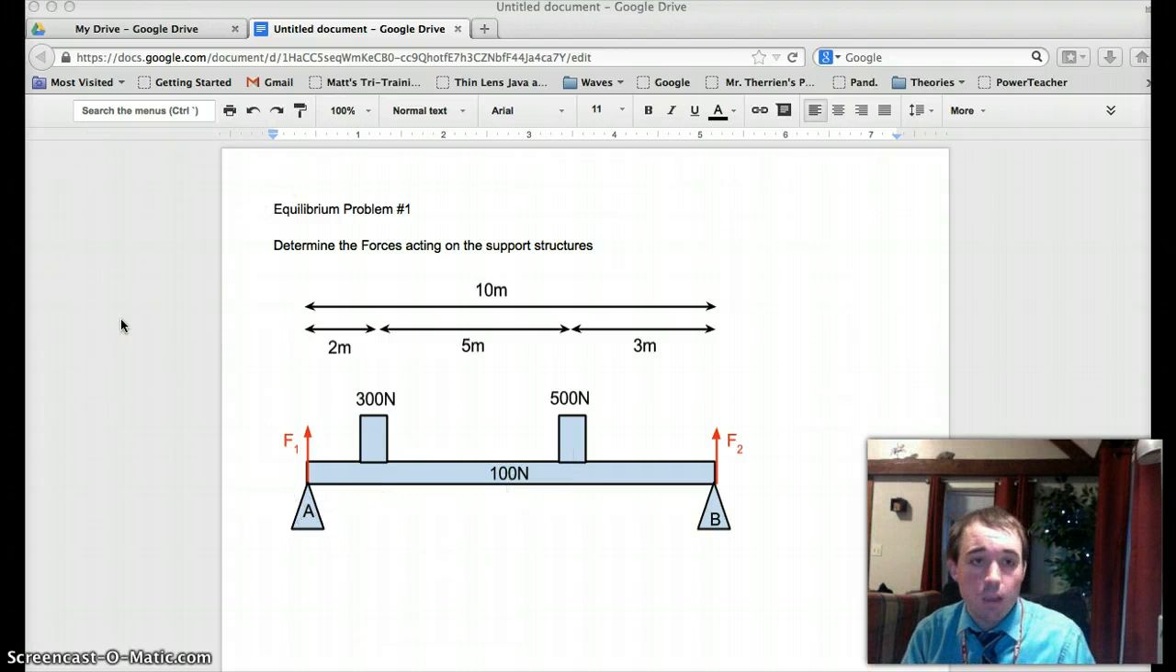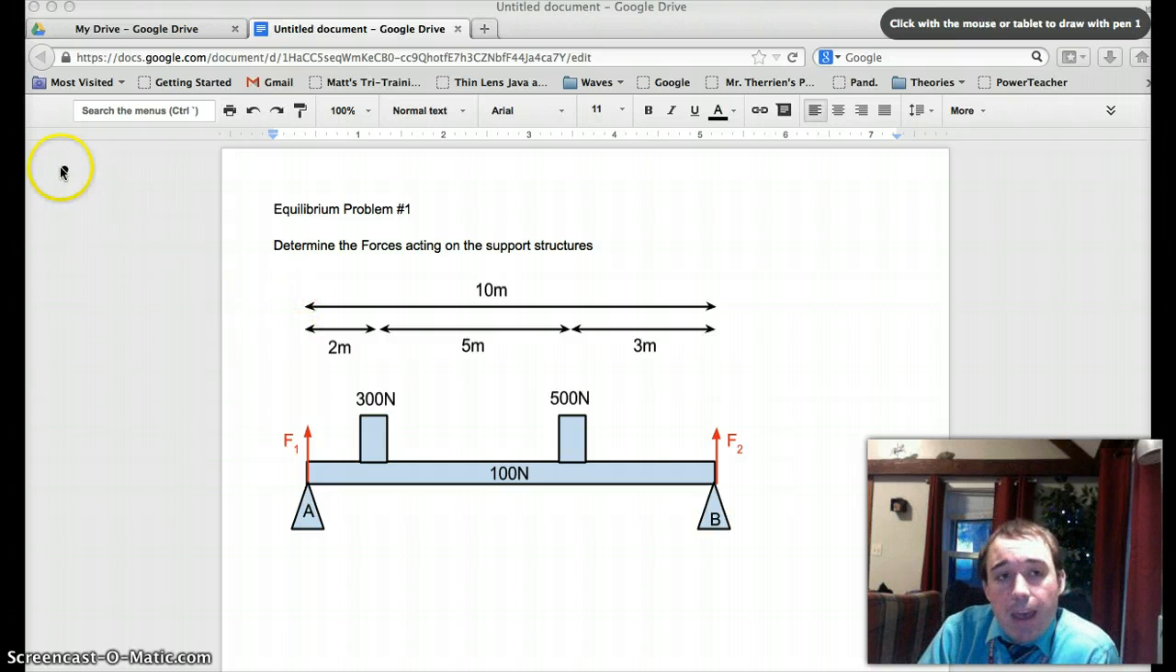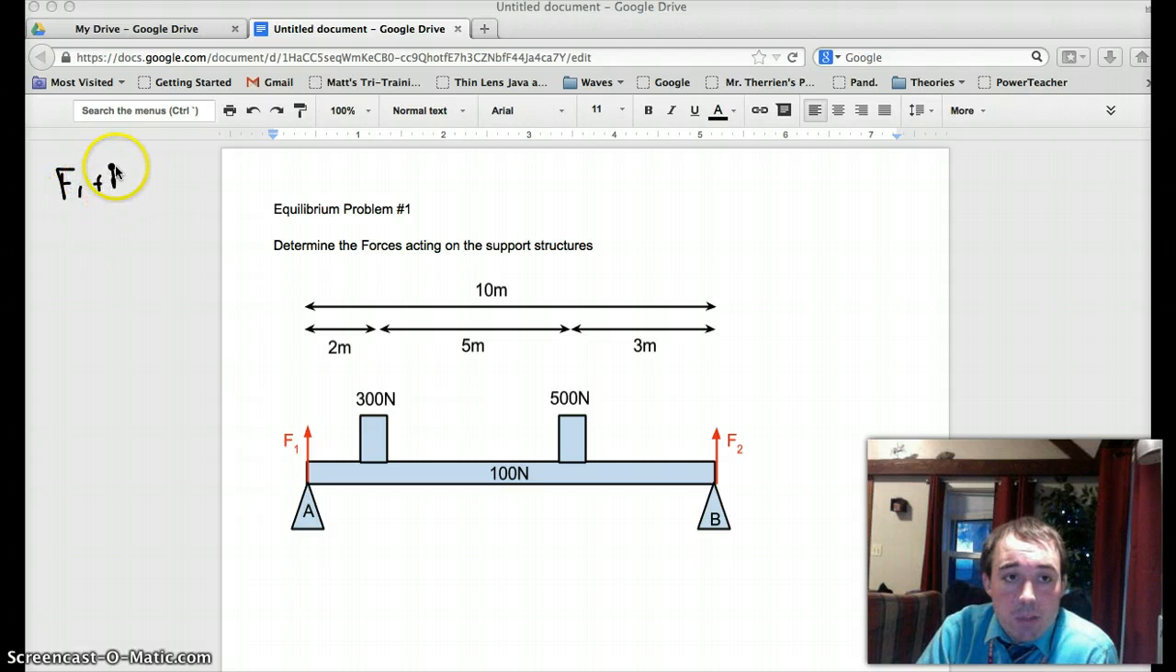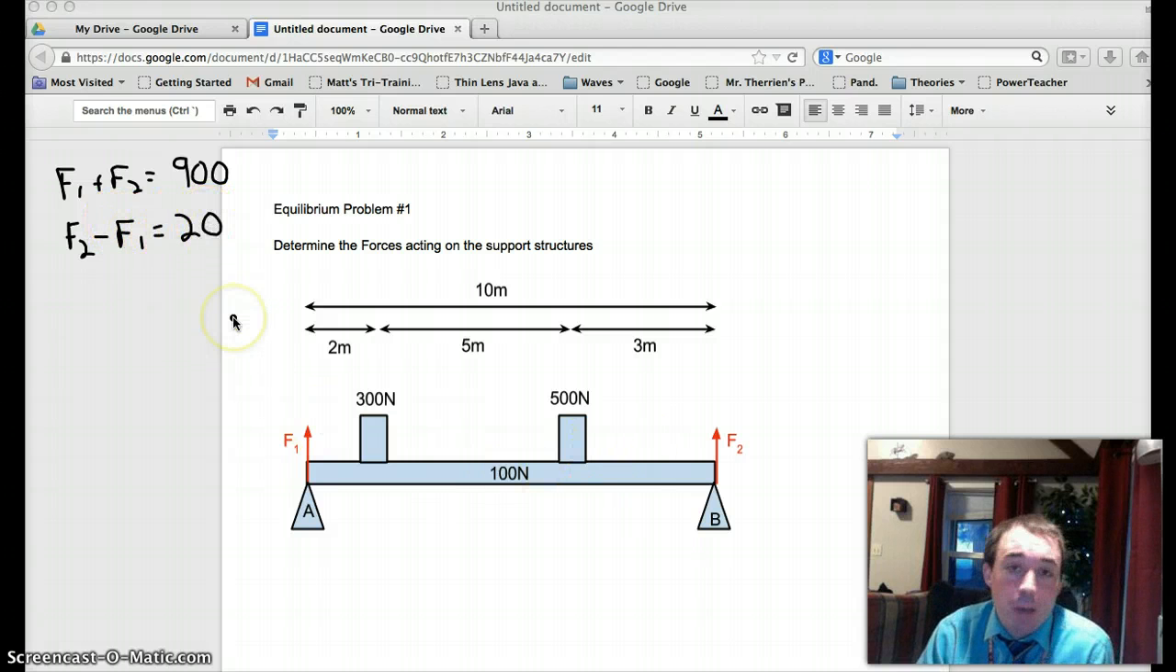We're almost done. I had two equations that dealt with forces, F2 and F1. First of all, F1 plus F2, remember when we were first talking about it, had to be 300 plus 100 plus 500, so 900, because all the down force has to be canceled by the two up forces. So F1 plus F2 equals 900. But we also got that F2 minus F1 equals 20. That was the last one we got, and that just came out from when we were dealing with the torques.